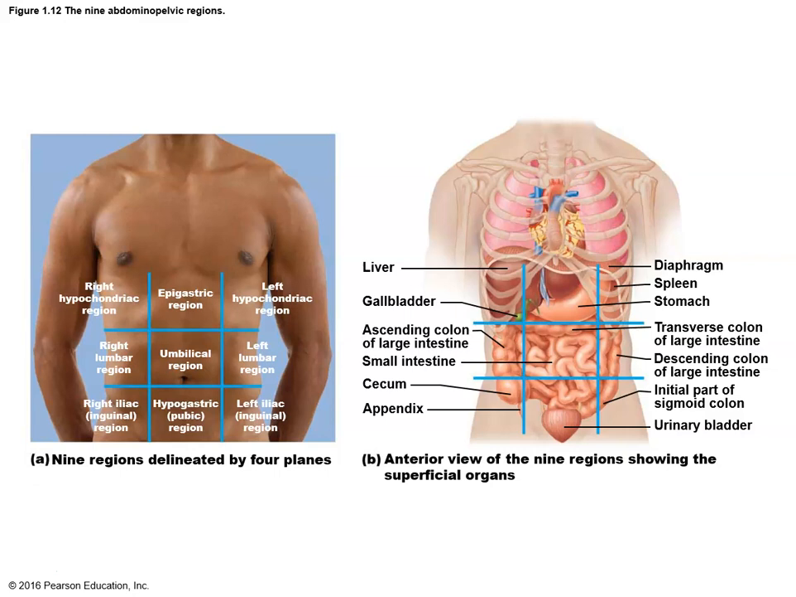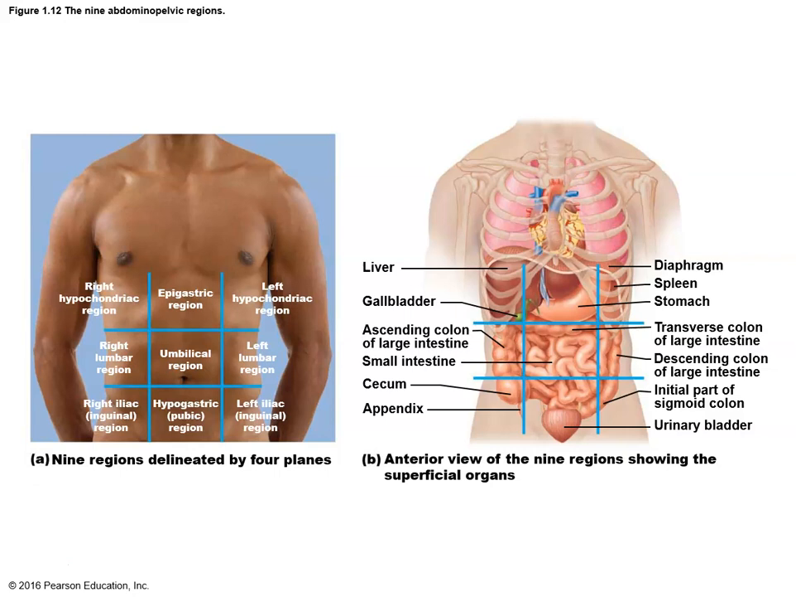If you had a blockage in the small intestines, what region do you think it would most likely express in? Hopefully you're thinking umbilical. If you look at drawing B, the umbilical region is where most of the small intestines are located, although technically hypogastric could have some there as well. If we're talking about an appendix problem, we're probably looking at the right iliac region.